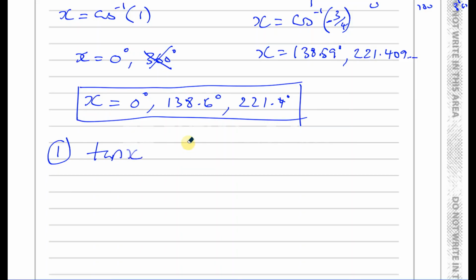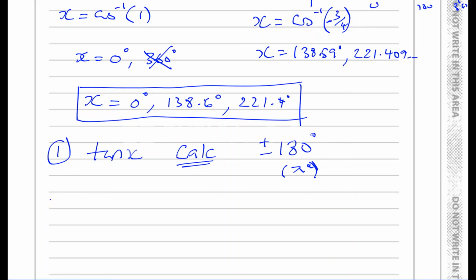Tan x, you get your calculator answer. Then you just add and subtract 180 if it's in degrees, or pi if it's in radians. You keep adding and subtracting 180 or pi to the answer to get all the other answers. The tan curve is the simplest. You just calculate, and it gives you one main answer. You keep adding 180 if it's in degrees, or subtracting 180, until you've gone out of the range that you need.